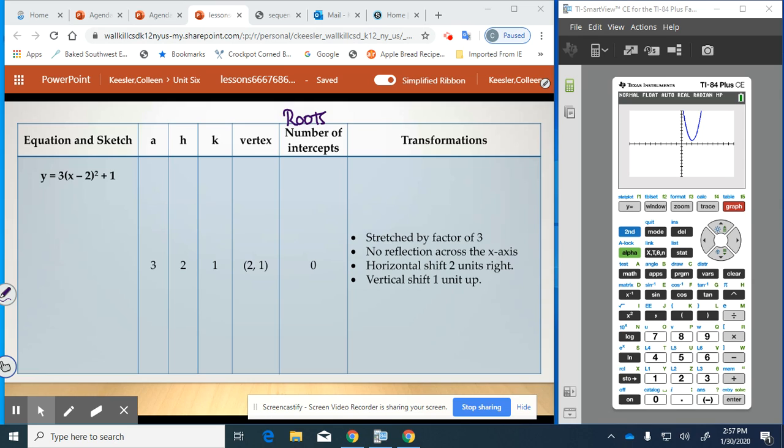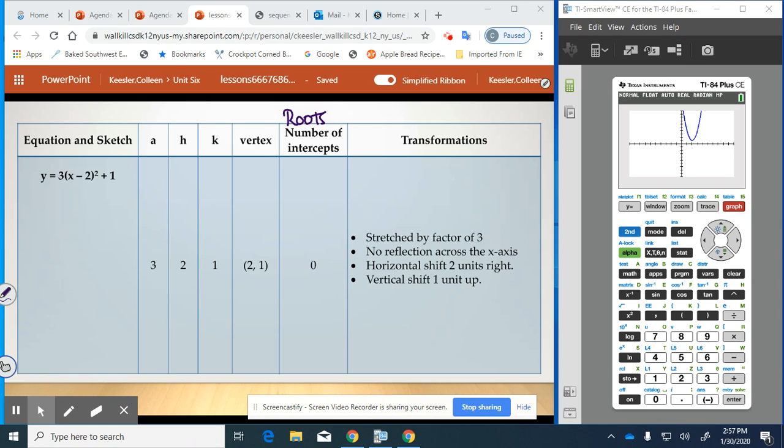It's stretched by a factor of 3, and that's because the a value is 3. There's no reflection across the x-axis, and that's because it's positive. There's a horizontal shift of 2 units right, and that's because of the minus 2. And then there's a vertical shift of 1 unit up, and that's because of the plus 1. So you have to write out all of those parts. You have to give me the a, the h, the k, the vertex, the number of intercepts, and then tell me the transformations that occur as a result.